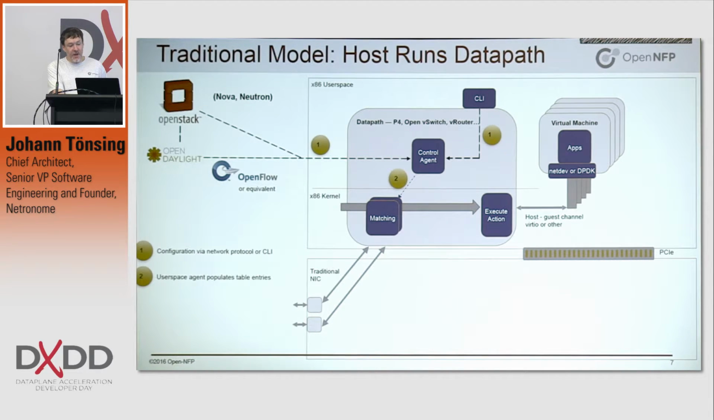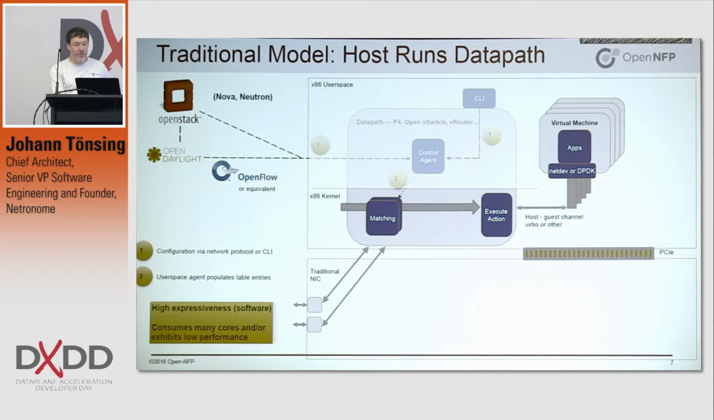The user space agent would typically populate the kernel table somehow, maybe as triggered by a packet, maybe preemptively, depending on the system. And then traffic would run via the host software to the virtual machines. The control agent, again, doesn't need to be in the picture once things have warmed up and all the tables have been populated.